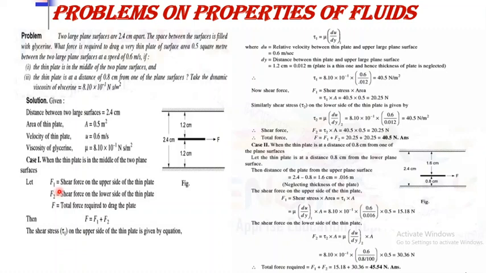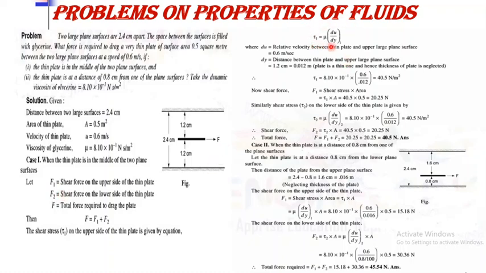So F1 represents the shear force on the upper side of the thin plate, and F2 is the similar shear force on the lower side of the thin plate, and F is nothing but the total force required to move the plate. For calculating this force we have to add these two forces, the top force and the bottom force. So one by one we can calculate the values of F1 and F2. Here you have to use Newton's law of viscosity.